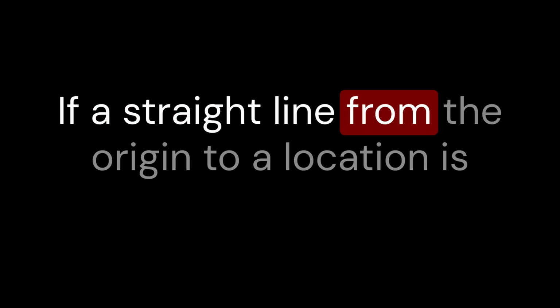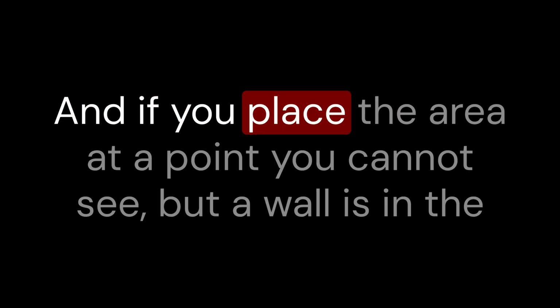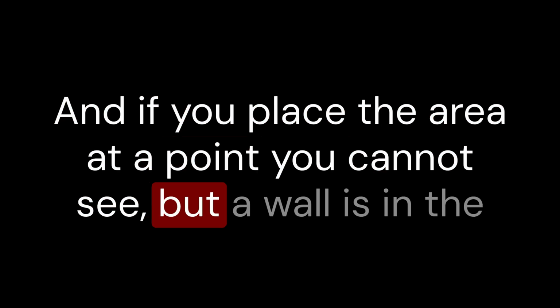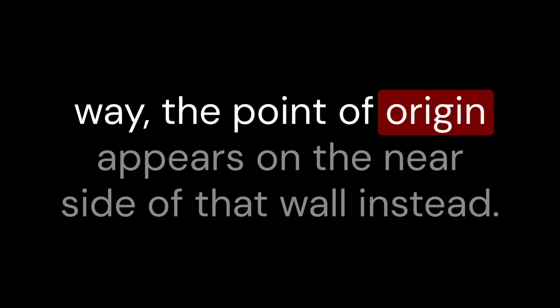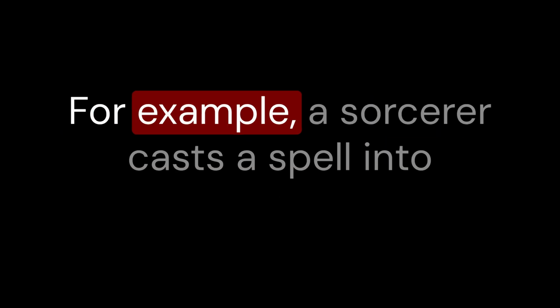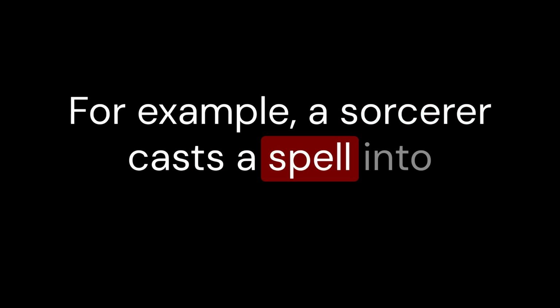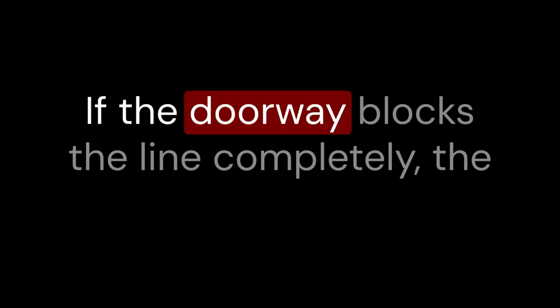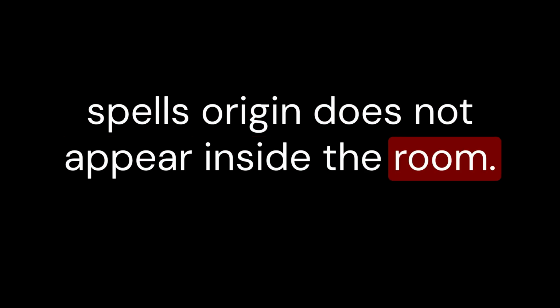If a straight line from the origin to a location is blocked by total cover, that location is left out. And if you place the area at a point you cannot see, but a wall is in the way, the point of origin appears on the near side of that wall instead. For example, a sorcerer casts a spell into a room beyond a closed stone doorway. If the doorway blocks the line completely, the spell's origin does not appear inside the room. It appears on the near side instead.